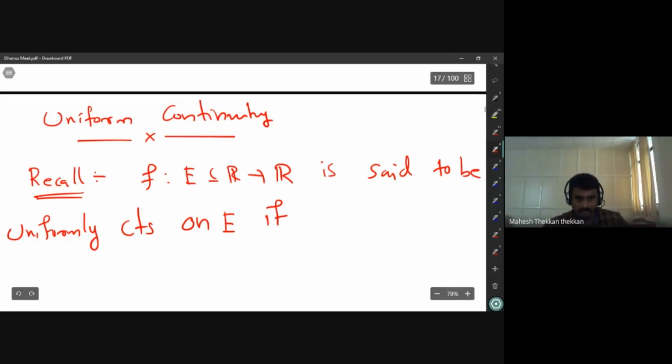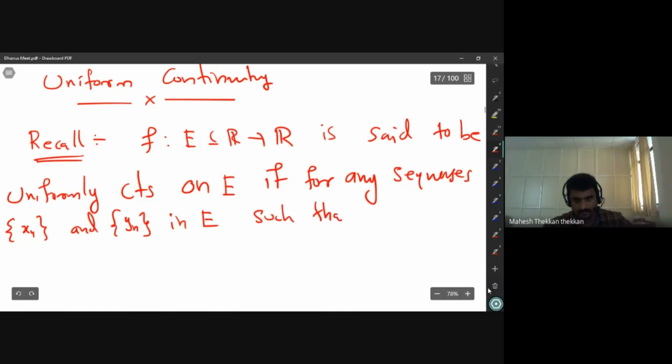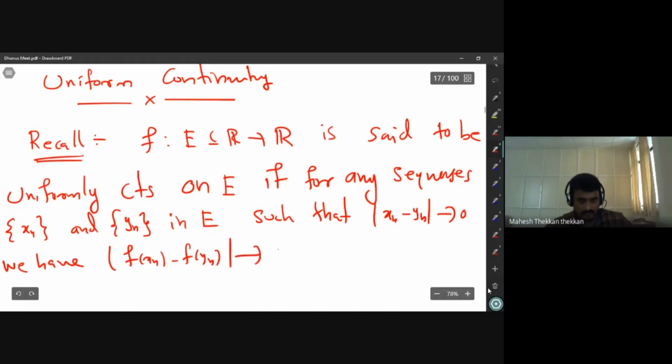If for any sequences x_n and y_n in E such that modulus of x_n minus y_n tends to 0, we have modulus of f of x_n minus f of y_n tends to 0.